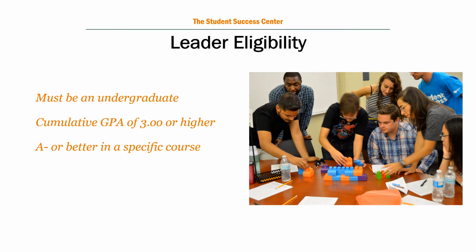So you want to be a peer leader within the SSC, but you ask yourself, what are the eligibility requirements? Well, first, you must be an undergraduate student. You must have a cumulative GPA of a 3.0 or higher, and you must have an A- or better in a specific course. So you ask yourself, well, what does that specifically mean? For example, if you want to be one of our leaders who supports Chem 1311, you must have received an A- or better in Chem 1311 to work for us.